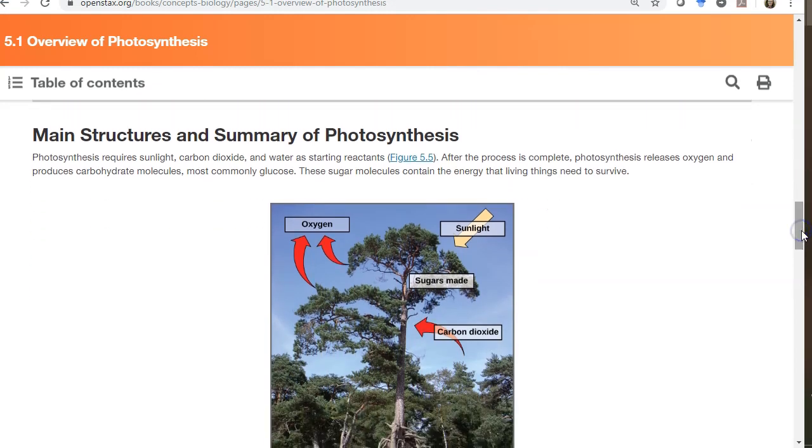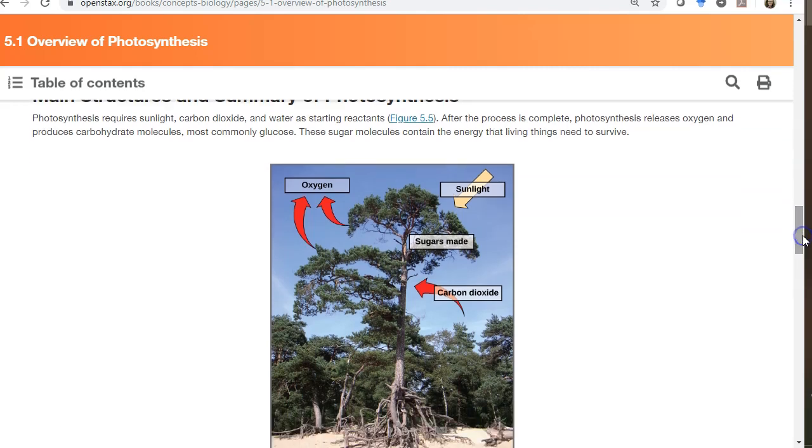Okay, now we're talking about the main structures and summary of photosynthesis. In the first sentence, photosynthesis requires sunlight, carbon dioxide, and water as reactants. And so if I were writing notes, I'd write reactants, and then under it, sunlight, carbon dioxide, and water. And then the question behind that would be, what are the reactants of photosynthesis? And we actually asked that specific question in lab last week.